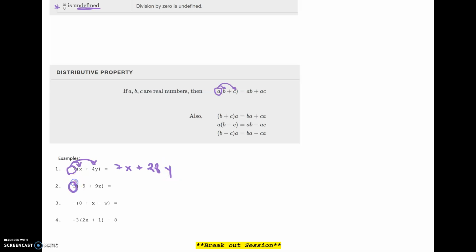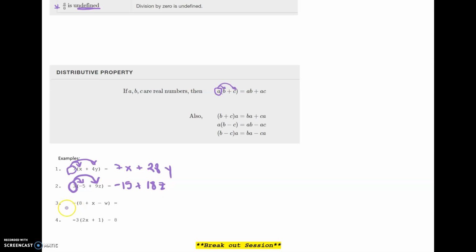Okay, so same thing for number 2. You multiply the outside number, which is 3, by negative 5, and then you multiply it by the 9z. So 3 times negative 5 is negative 15, plus 3 times 9 is 27, and then we have the z.